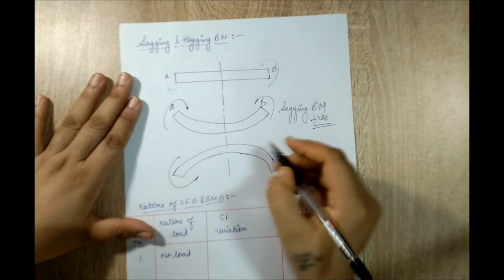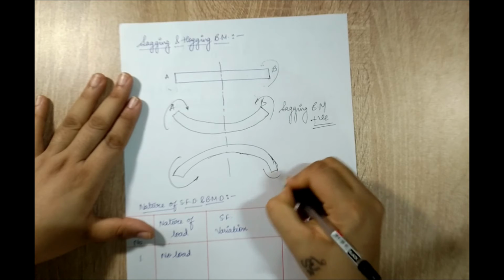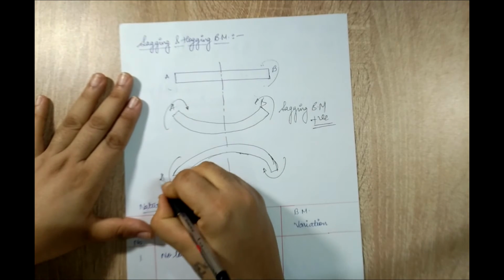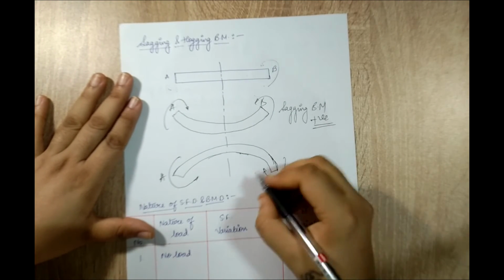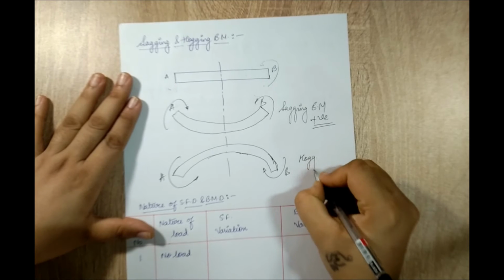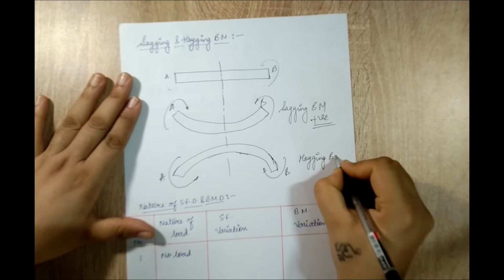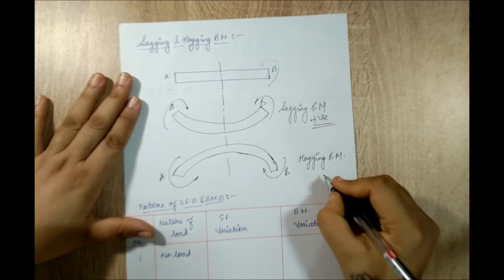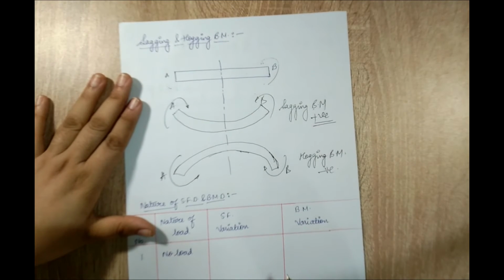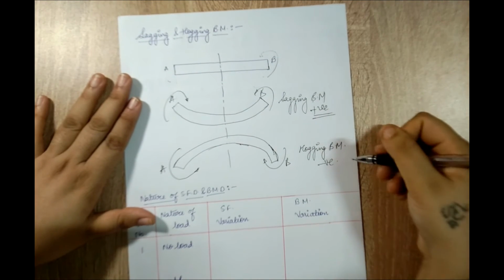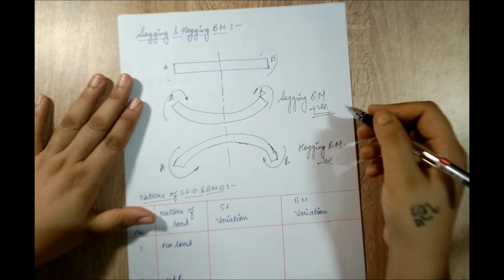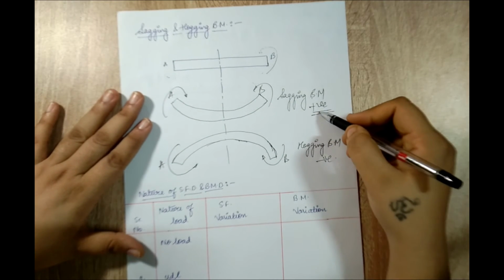So if I have forces like this, this is end A, this is end B, this will be called as hogging bending moment. If I take sagging as positive, I'll take hogging as negative. And if I take sagging as negative, I'll say hogging is positive. So again, generally this is positive.